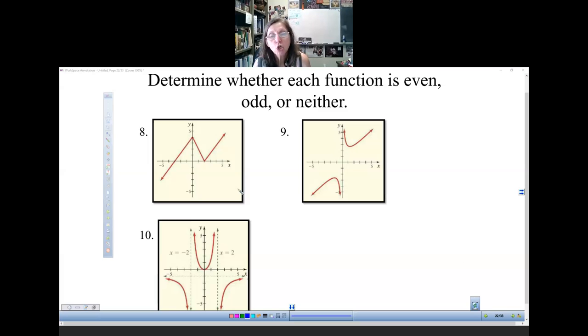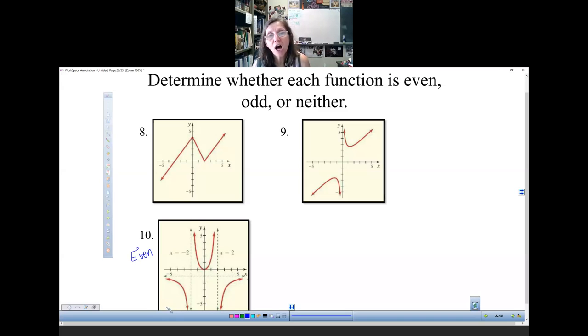Okay. So if I look at these three graphs, 10 is the only one which is even, okay? Symmetric about the y-axis. Fold this graph on the y-axis, this one right here, and everything lines up, okay?